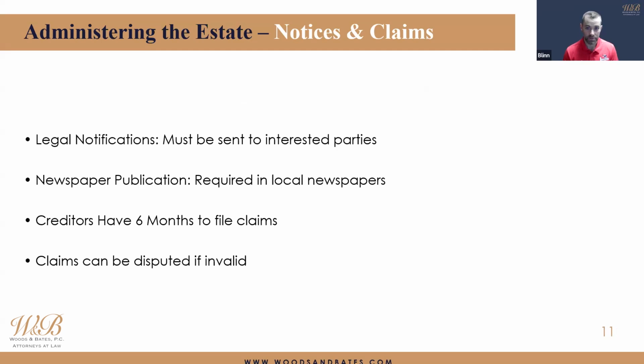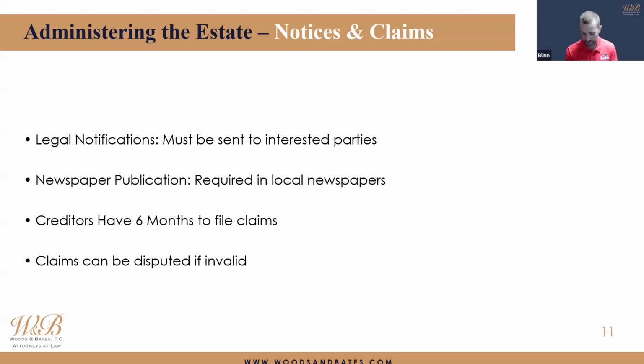Okay. Some of the other notices that go out: there's legal notification that has to be sent to interested parties, which we already talked about, but there's also a notification that gets published in the newspaper. That notification is to be published once a week for 3 weeks in a newspaper of general circulation in the county of residence of the deceased. Once that first publication notice appears in the newspaper, any unknown creditors, so creditors we may not know about, have 6 months from that date to file a claim against the estate.